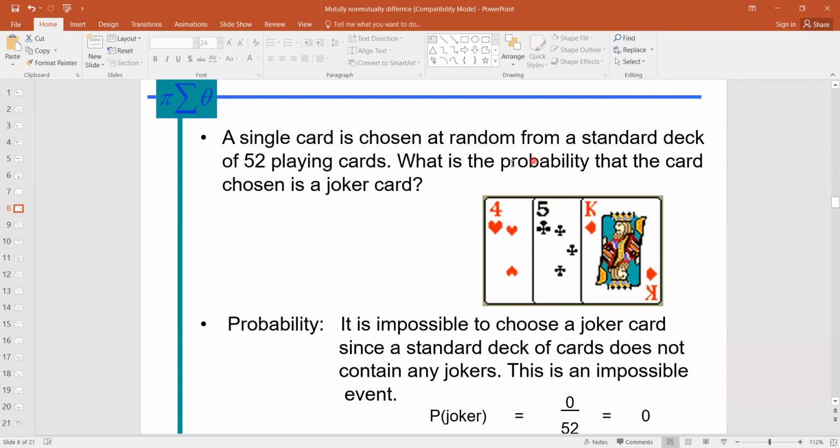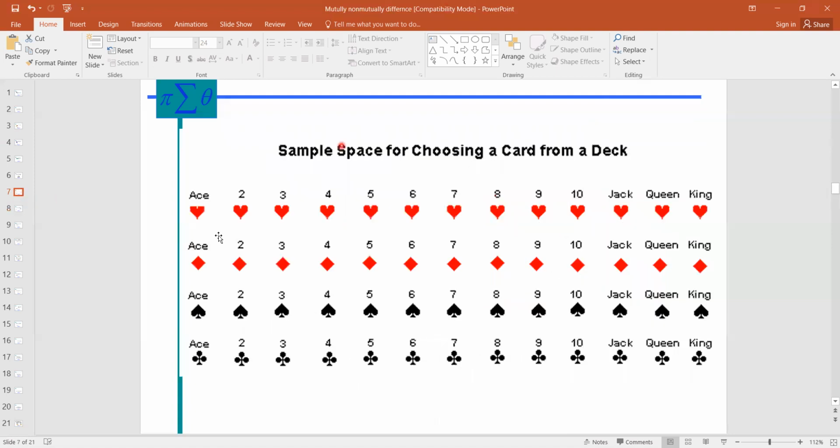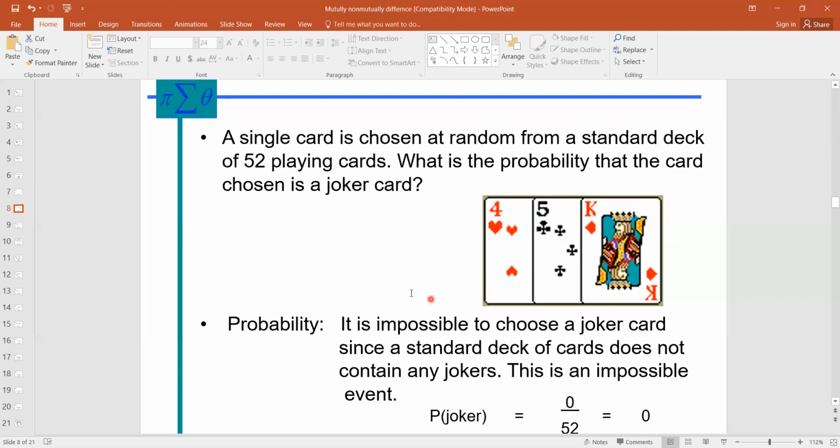So if someone wants to find the probability that the card chosen is a Joker card, this is understood: in this 52-card deck, Joker is absent. So this is an impossible event. Again, we can say the probability is 0 as Joker is not present in 52 playing cards. So probability is 0, the event is impossible.